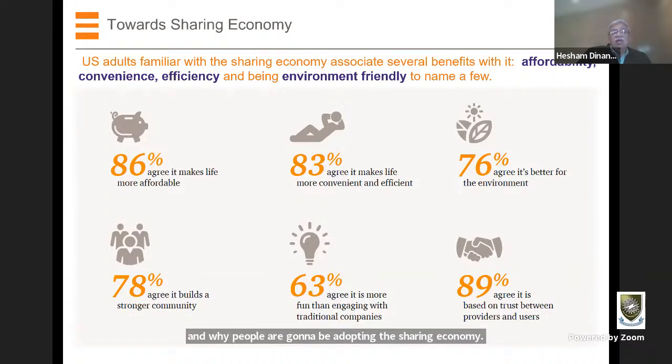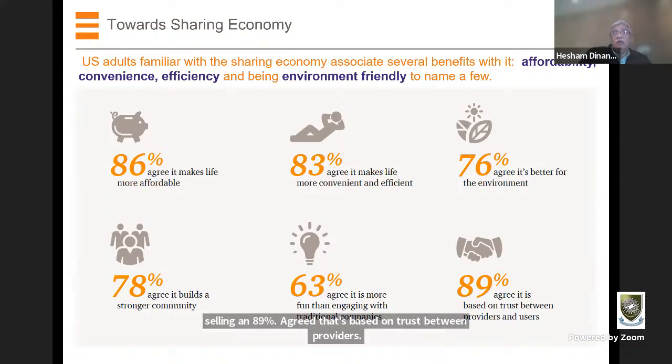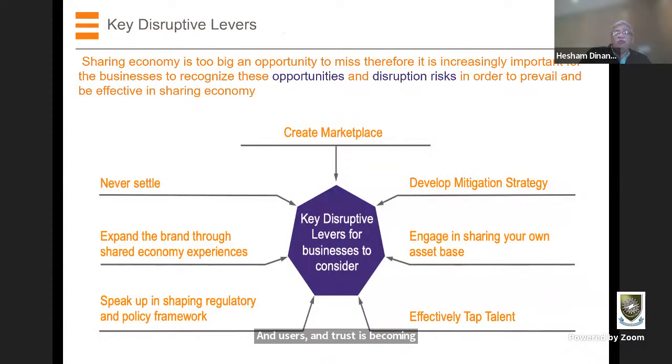So 86% agree that it makes life more affordable, 83% agree it makes life more convenient, 76% agree it's better for the environment. 78% agree that it helps build stronger communities. 63% agree that it actually engages with traditional companies. It's more fun to engage in this kind of interaction, sharing, rather than absolute buying and selling. And 89% agree that it's based on trust between providers and users. And trust is becoming a major part of how companies and individuals look for value creation.